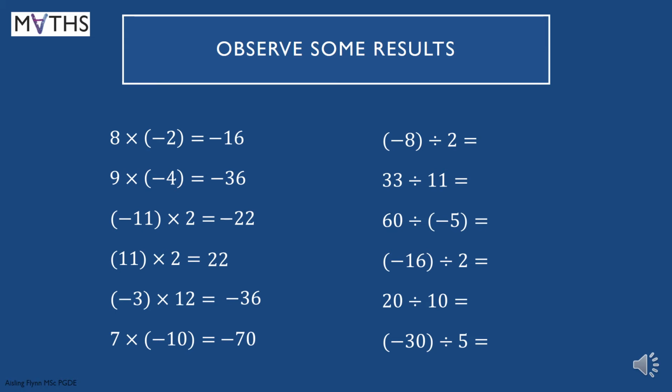So they're all multiplications. If we look to the right at divisions, minus 8 divided by 2 is minus 4. 33 divided by 11, they're both natural numbers. Answer is plus 3. 60 divided by minus 5, minus 12, and so on.